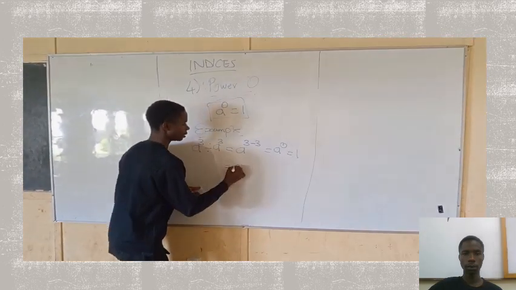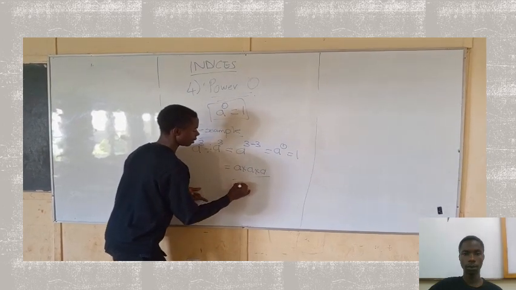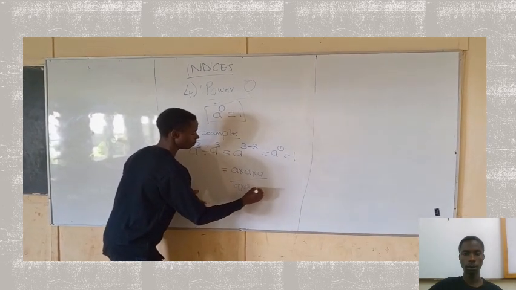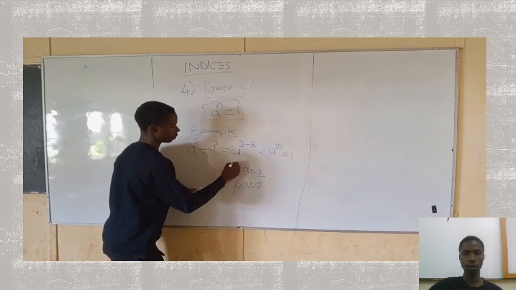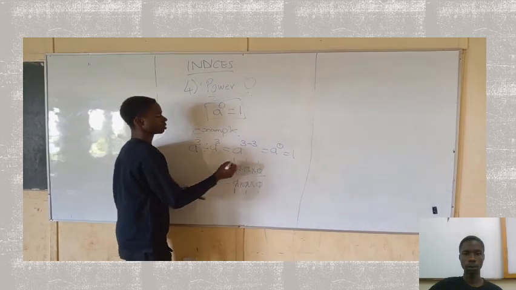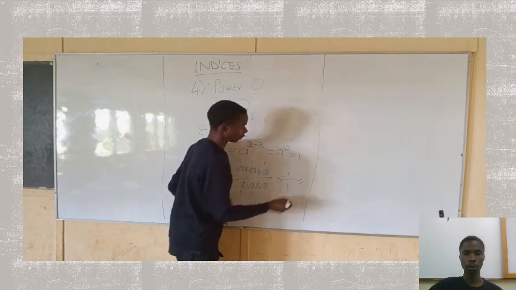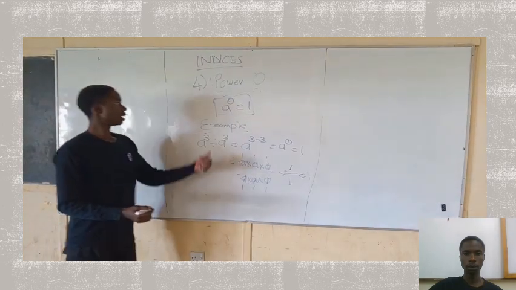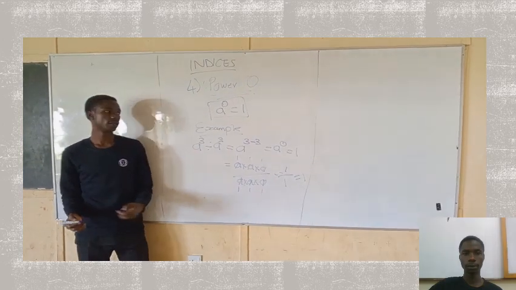Let's show it in a very simple way for you to understand. A power 3 is a multiplied by a multiplied by a. We divide by a multiplied by a multiplied by a. By this, 1 times 1 times 1 is 1 over 1, which shows the answer is 1. That's why we say any number raised to power 0 is 1.